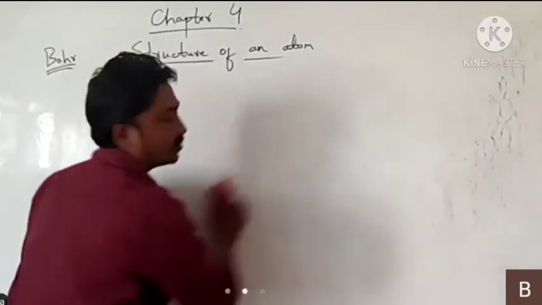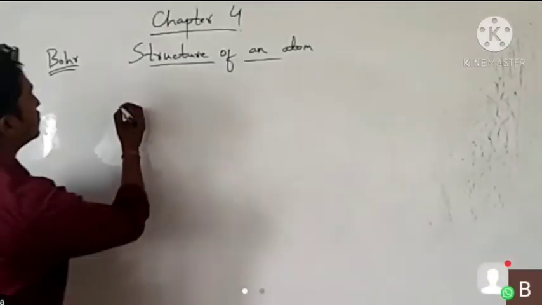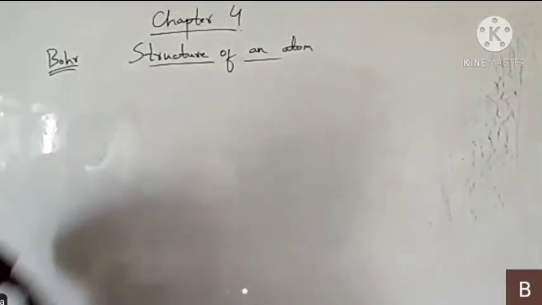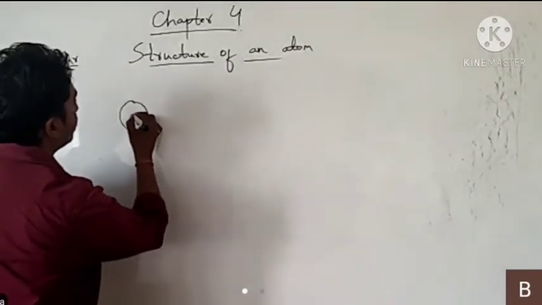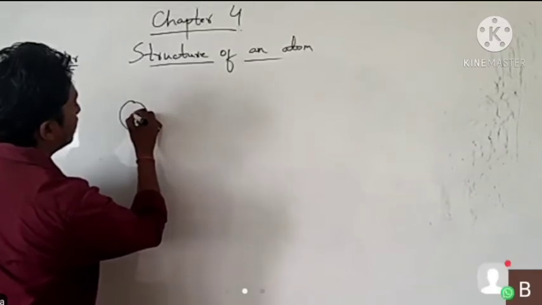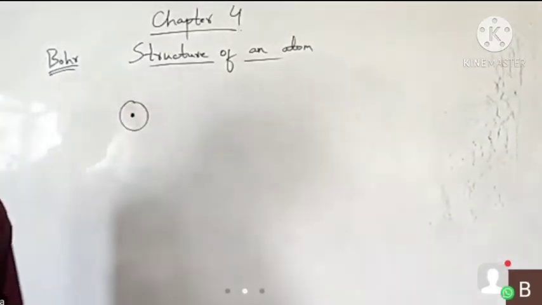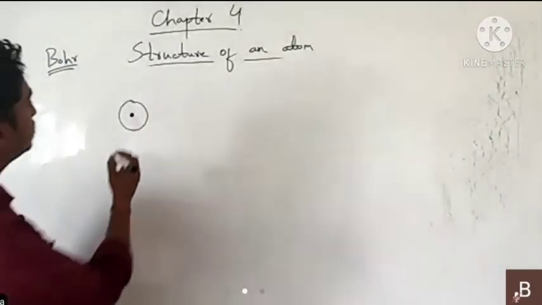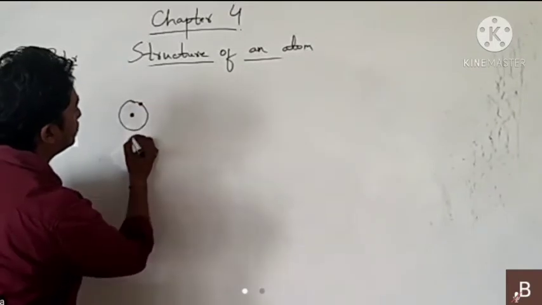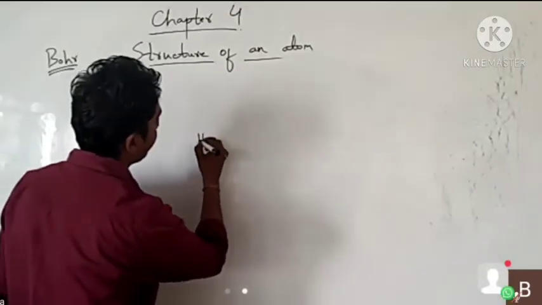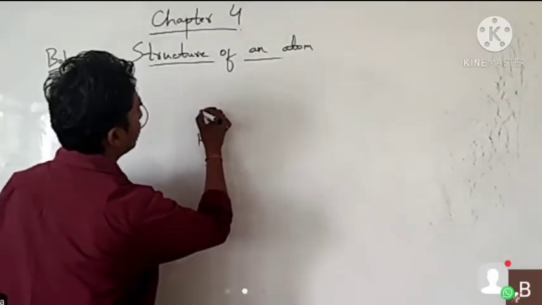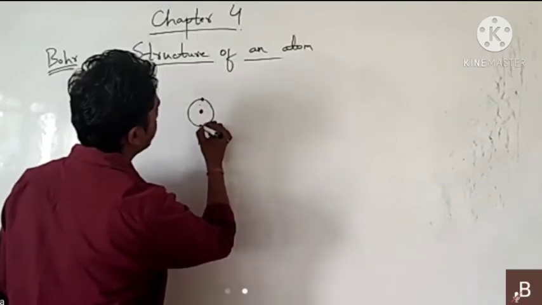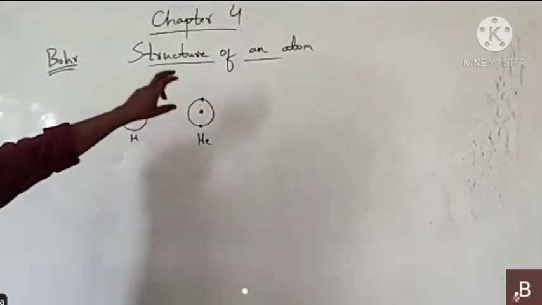So let's take an example of hydrogen. So this is a hydrogen atom. Let me draw. This is the nucleus, and as we all know, the hydrogen atomic number is 1. So the number of electrons is only 1, so we can put only 1 here. Similarly for helium, this is the nucleus, and in the outermost shell there are only 2 electrons. This is fulfilled.